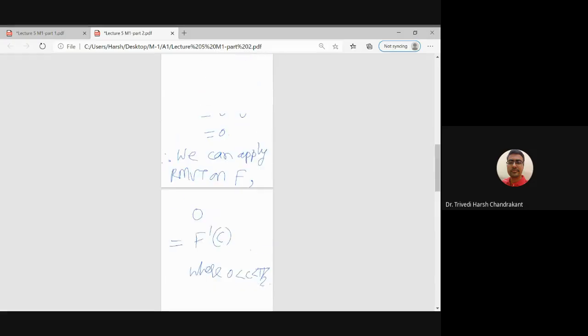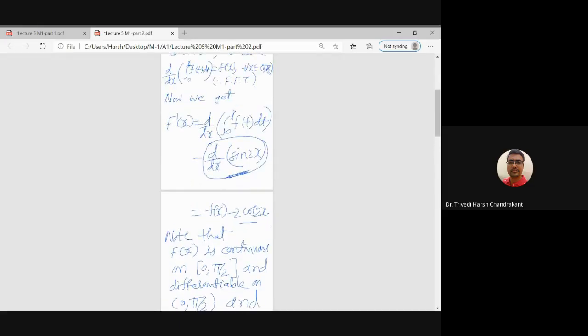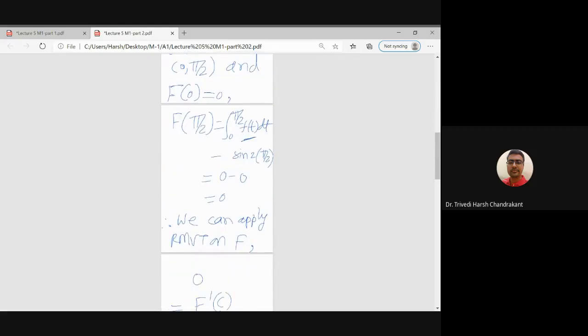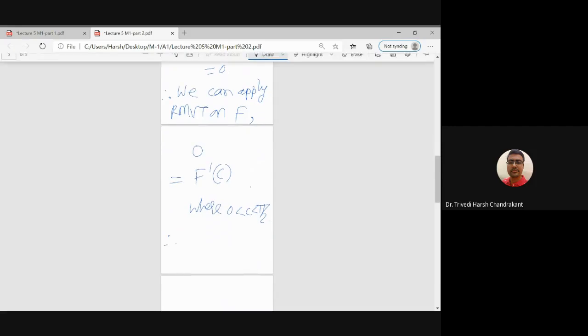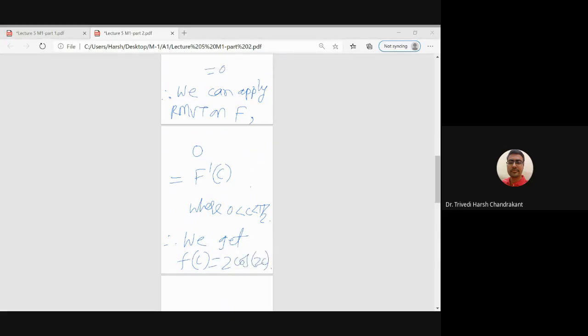And then the derivative we have already checked. So what is the derivative? The derivative of capital F function is this, but now we need to evaluate it at the point x equal to c. So therefore we get f of c equal to 2 cosine 2 times c. Okay.